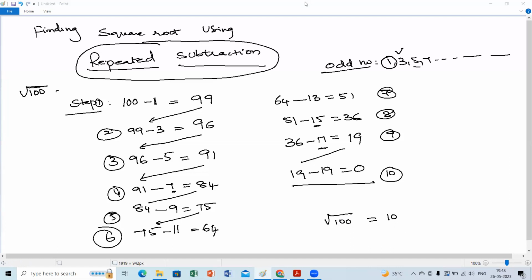Okay, fine. You can try some other small numbers. Take a small number like 25. You can try the same. Take the first odd number, consecutive odd numbers, and repeatedly subtract. That's why it is repeated subtraction, or successive subtraction.